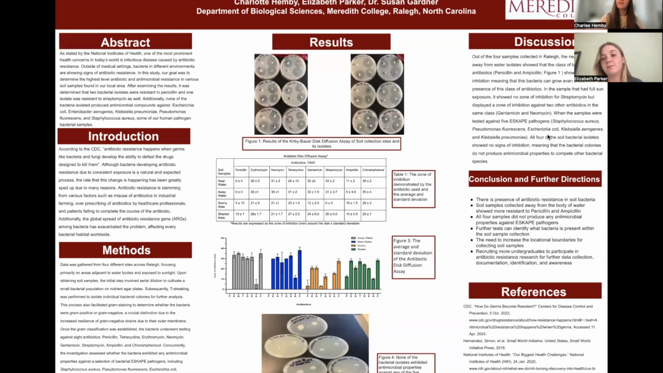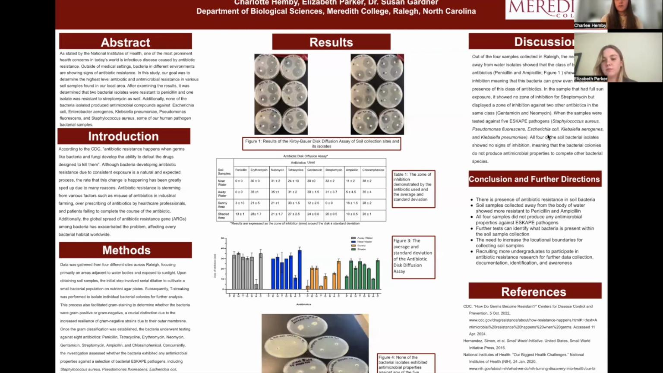For our discussion, out of our 4 samples that were collected in Raleigh, the near water and away water samples showed that for the class of beta lactams, which are penicillin and ampicillin, shown in figure 1, there were no zones of inhibition, meaning that the bacteria can grow even in the presence of these antibiotics. It also shows no zones of inhibition for streptomycin in our sunny areas. Streptomycin is a very commonly prescribed antibiotic.